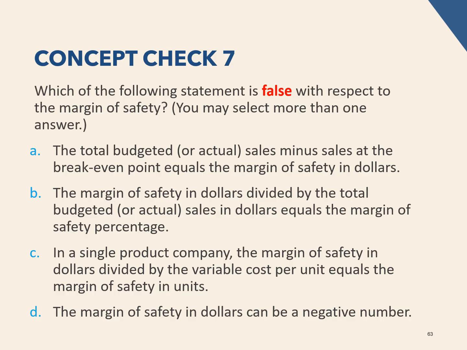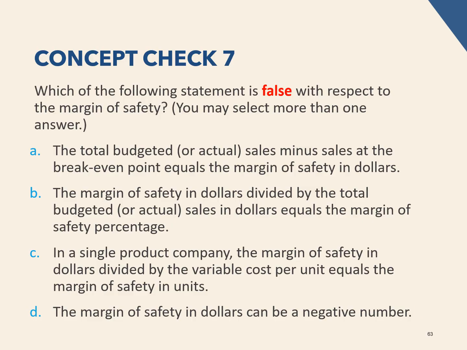Concept check number 7. Which of the following statements is false with respect to the margin of safety? A. The total budgeted or actual sales minus sales at the break-even point equals the margin of safety in dollars. B. The margin of safety in dollars divided by the total budgeted or actual sales in dollars equals the margin of safety percentage. C. In a single product company, the margin of safety in dollars divided by the variable cost per unit equals the margin of safety in units. D. The margin of safety in dollars can be a negative number.